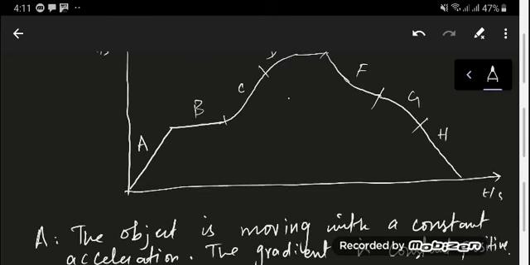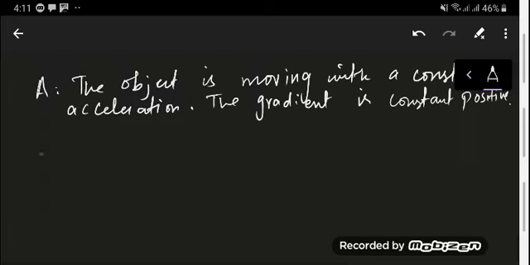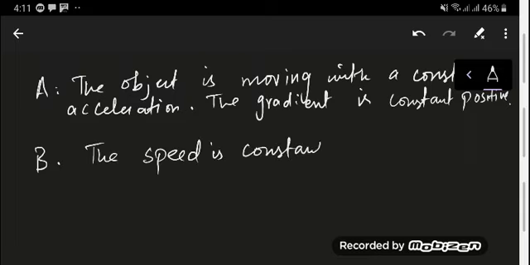Well, let's see what's happening at part B. In the part B, the object is moving with a constant speed. You see, let's just label this graph 5, 10, 15, 20, 25, 30, 35. Let's say this is 35. You see, the speed is constant. When the speed is constant, the acceleration is zero. The acceleration is zero because in part B, the speed is constant.